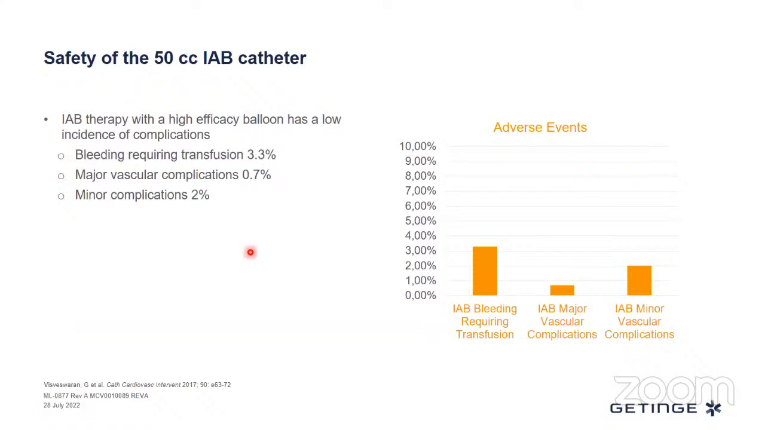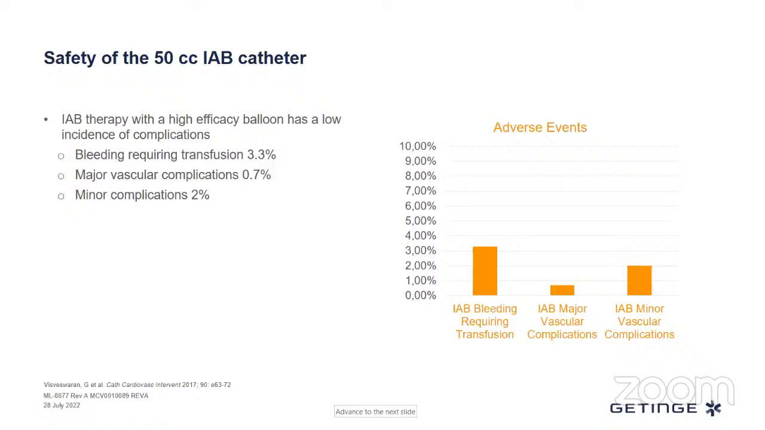Now, the bigger balloons, we look at the safety. It also has a low incidence of complications. Bleeding requiring transfusion 3.3%, which is low. Major vascular complications 0.7%, and minor complications 2%. So although it's bigger, it doesn't have such a negative effect on side effects or complications.